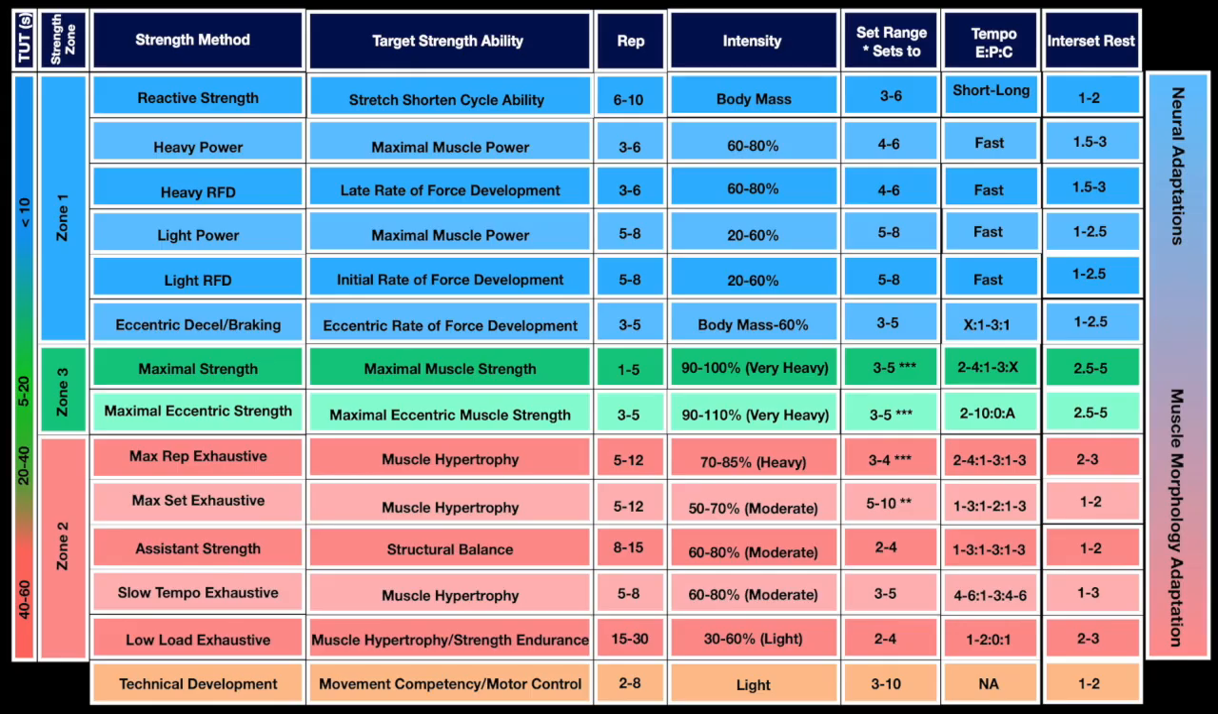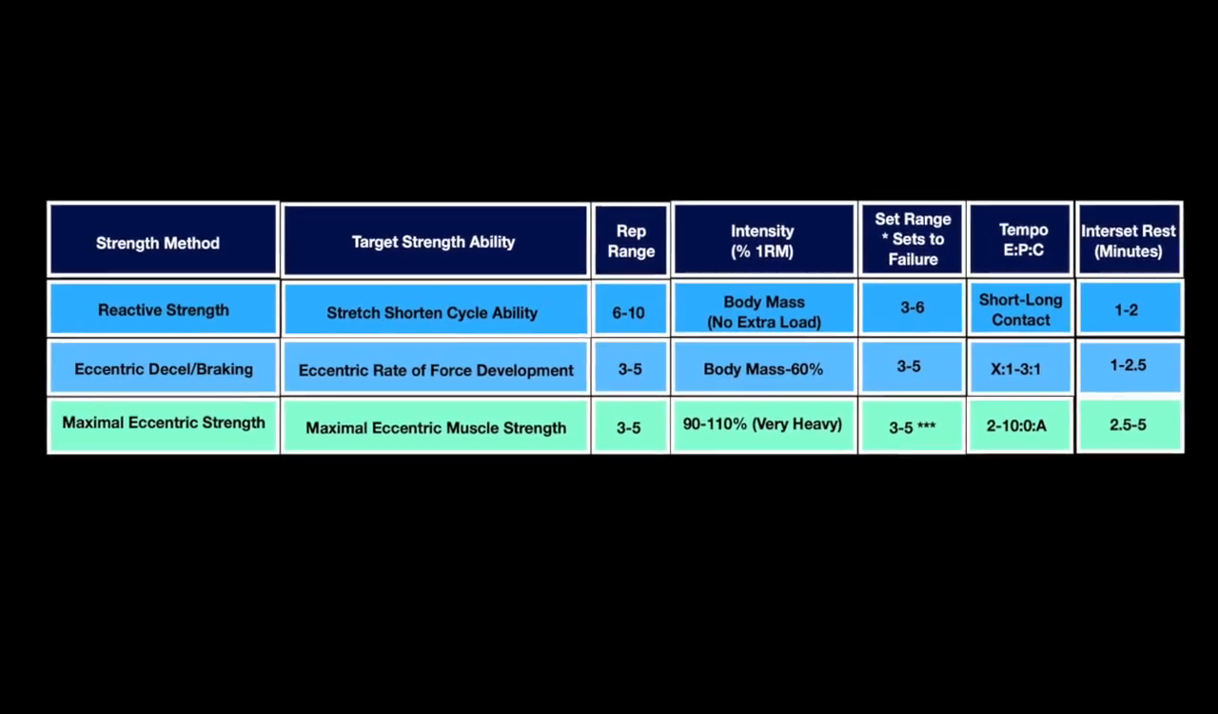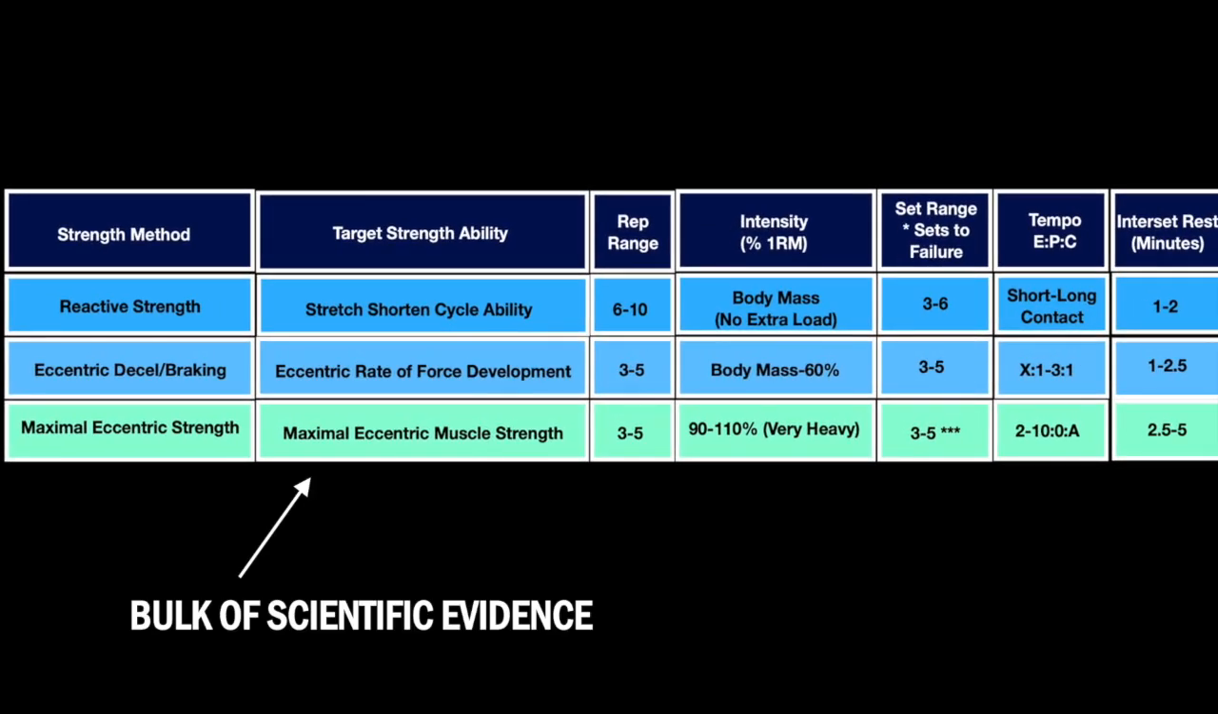So let's talk a little bit about eccentric training methods. And this loading parameter table is something that we'll come back to frequently throughout the course. This is the JSCEP loading parameter table. And what we're going to be talking about today is what is shown on the screen, which is essentially plyometric training, eccentric deceleration training, so accentuated eccentric loading, and maximal eccentric strength training.